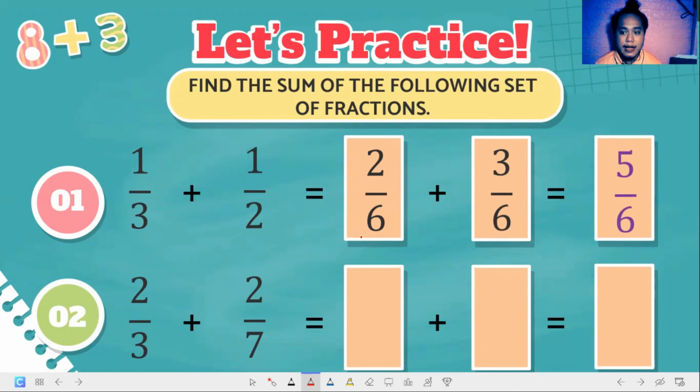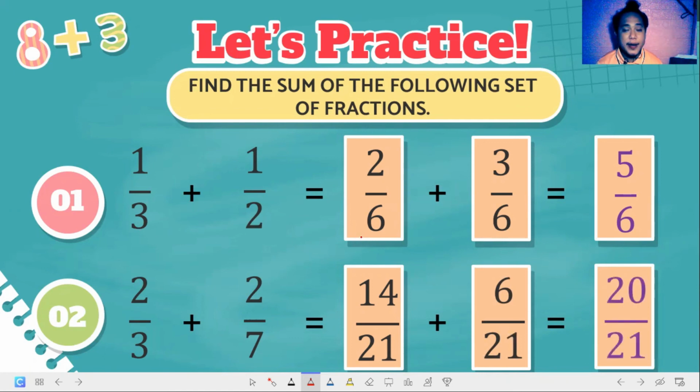It's 21. Now, divide the LCD by the original fractions to transform them into equivalent fractions. Very good. It's 14 over 21. How about the second fraction? Good job. It's 6 over 21. What will be the sum? It's 20/21. All right. So good job. I can see that all of you answered it correctly.